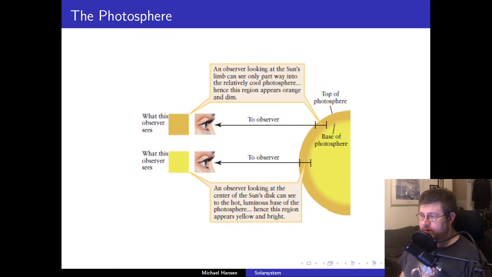One other thing is that we have the photosphere. So that's sort of the top part of the sun that you can see. And what's interesting here is, because you are looking more directly into the brighter parts of the sun, when you look at it at the center, you'll see it as a bright yellow. But when you look at it from sort of the top part here, the more you look at it, it will become darker.